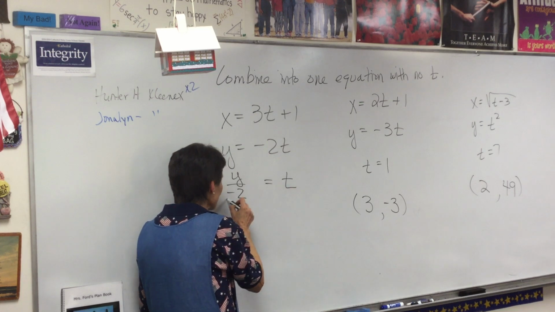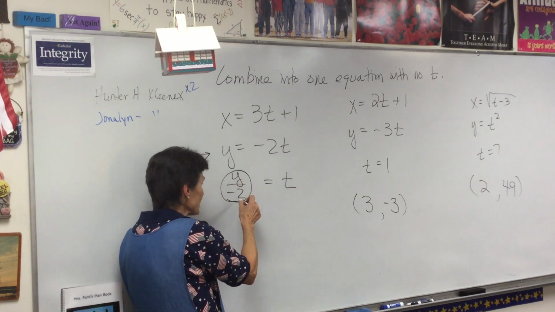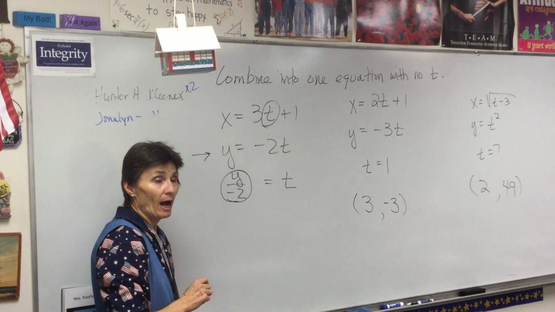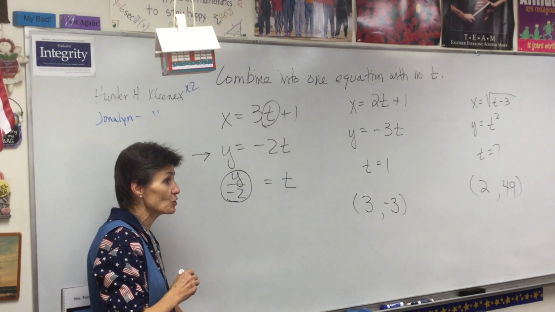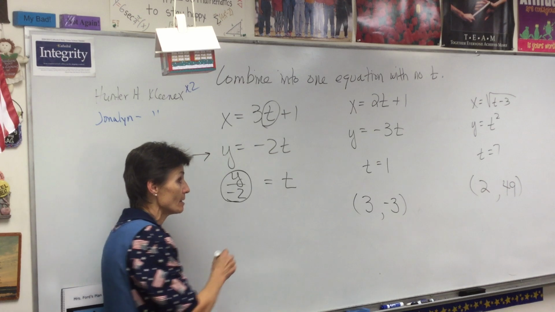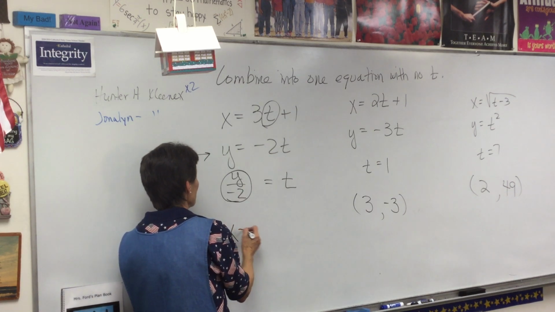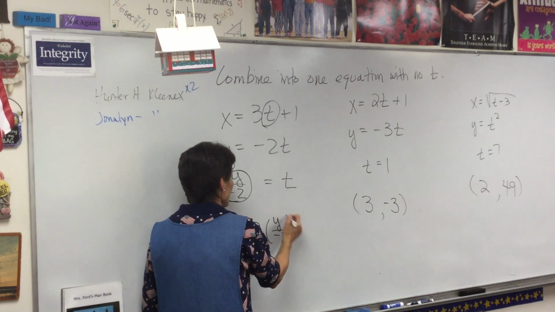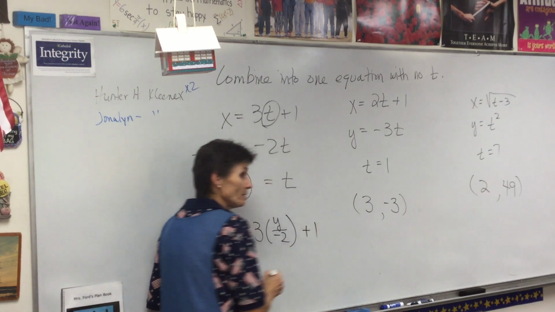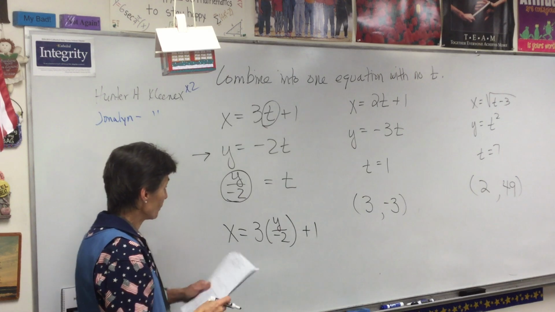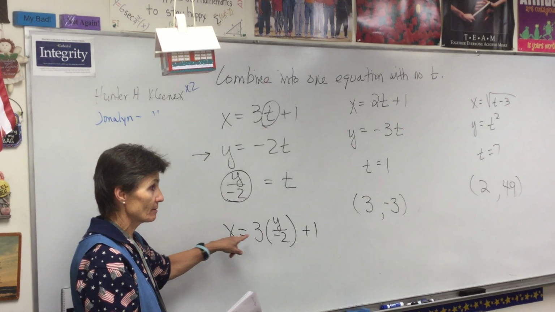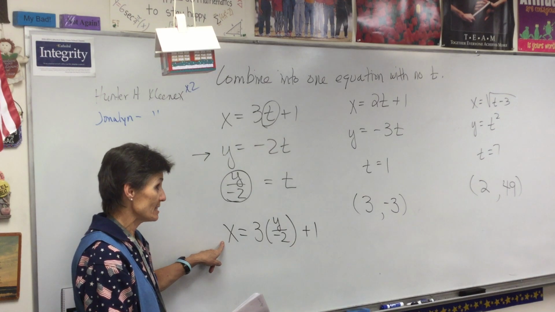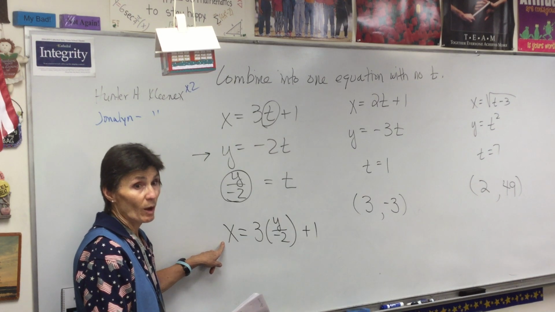Now, this is what t equals. T equals this. Guess what I'm going to do with that? Plug it back in. I'm going to take it up to the top equation, and I'm going to substitute it in. Let's look at what we'll have if I do that. X equals 3 times y over negative 2 plus 1. Now I want you to look at that equation right there. How many equations are there right here? 1. Does it have any t's in it? No? So I'm almost done.